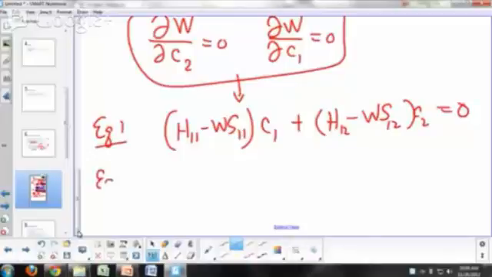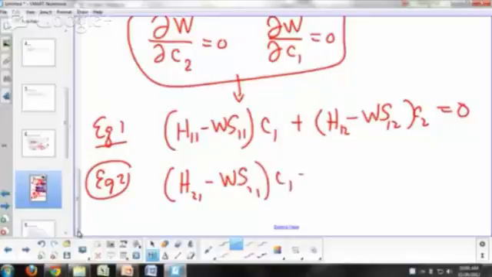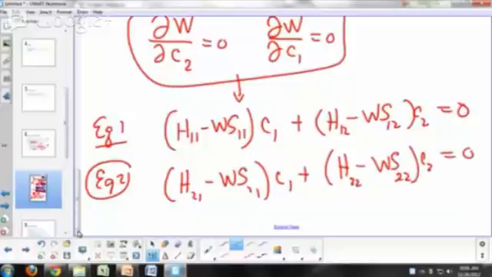Okay? And the second equation you get would be (H21 minus WS21) times C1 plus (H22 minus WS22) times C2 is equal to 0. Okay? So remember we said the H's and the S's are just integrals. Those are just numbers. Okay? And the W here is unknown. You're looking for those W's. Right? And then C1 and C2 are also unknowns.